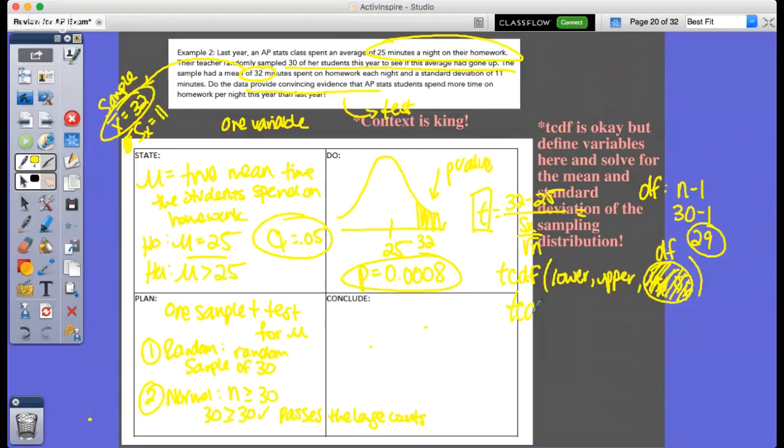So we simply put in tcdf, our lower, which is 32, our upper, which is a large number, 99999, and our degrees of freedom, which in this case is 29. But notice the mu and standard deviation, if you wanted to find it: mu of x bar is still 25, and the standard deviation of x bar is s of x over square root of n, which is 11 over the square root of 30. Okay? Just a heads up on that.